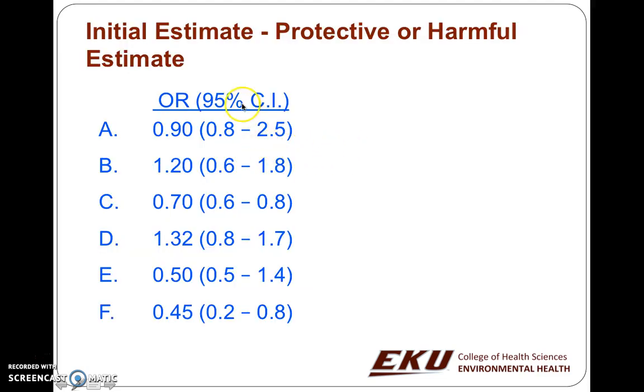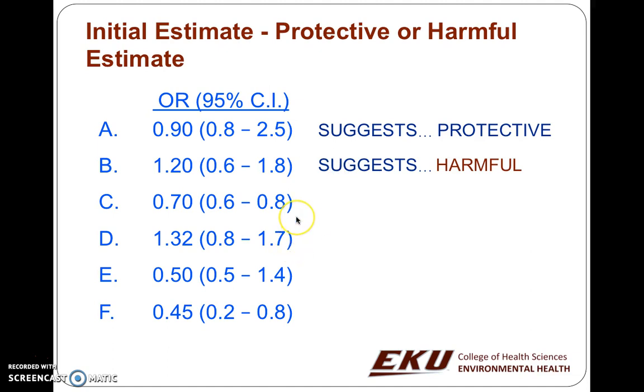Now I've got some actual numbers. So we're going to go through these individually and make a determination of whether it suggests protective or not. So 0.90 is our odds ratio estimate. Does that seem protective or harmful? Well, it's less than 1, so it suggests protective. 1.20, harmful or protective? It's above 1, so it suggests harmful. 0.70, it's below 1, so it's protective.